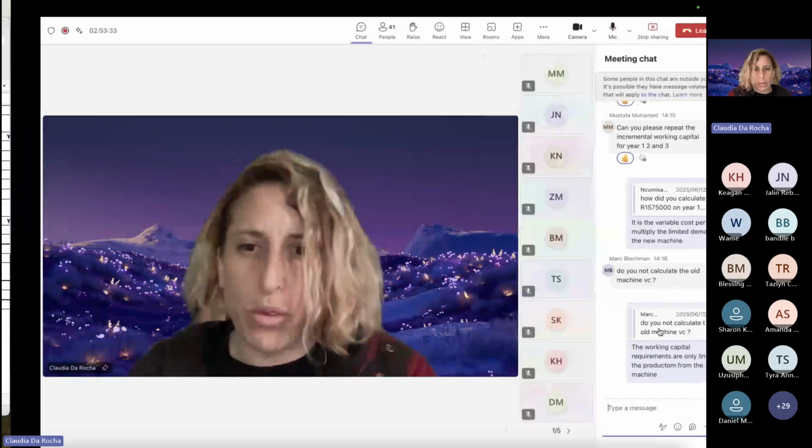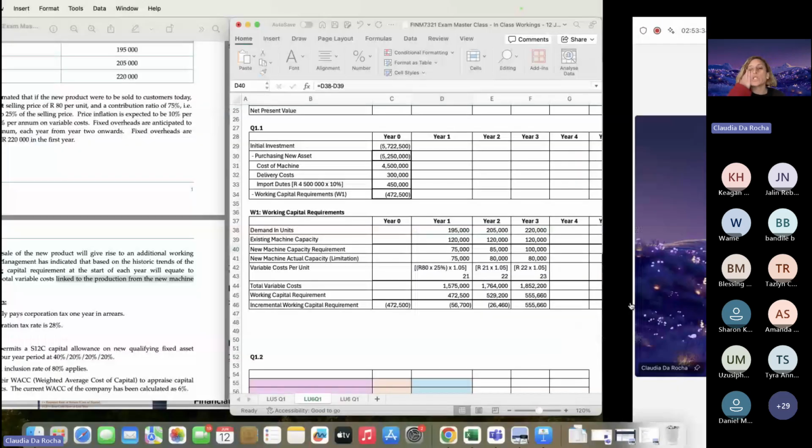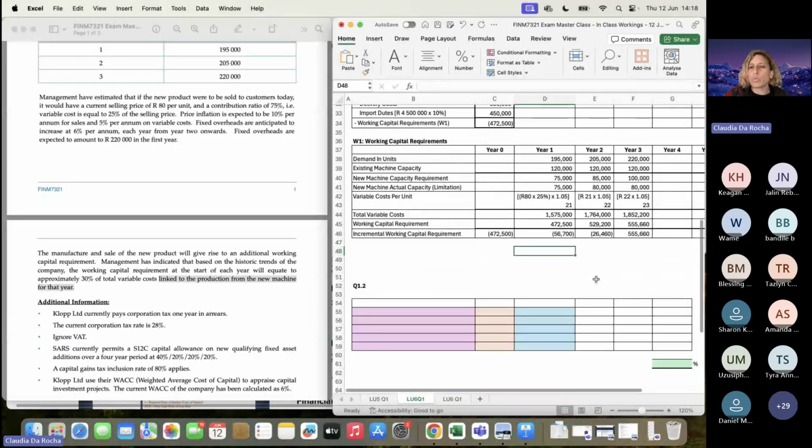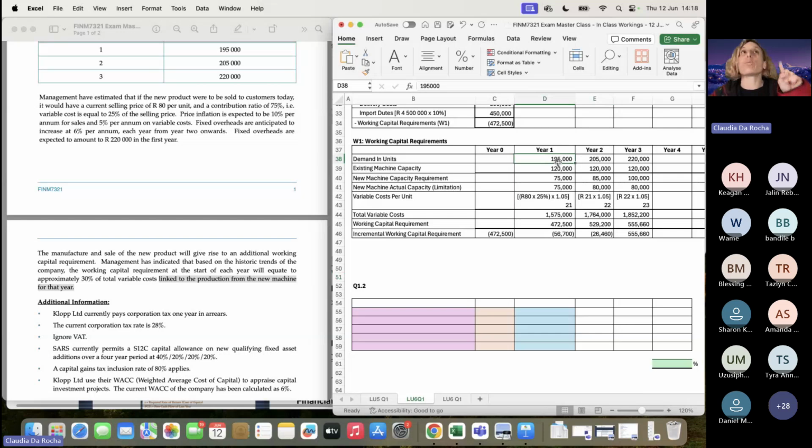Okay, so let me run through the working capital again. Because this question specifically asked you to calculate the working capital based on your variable costs, you have to work out the variable cost of the new machine, which means working out how much the new machine is going to produce. We know that our total units needed are 195, 205, and 220. The existing machine will be able to produce 120. So whatever's left over is for the new machine: the 75, the 85, and the 100,000.